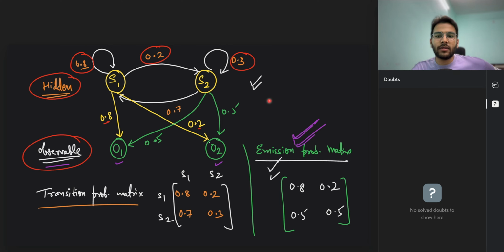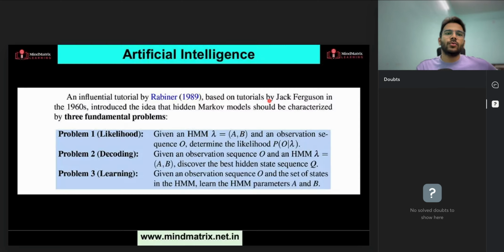Okay, nice, fine. So when we talk about the hidden Markov model, there was an influential tutorial, Rabiner 1989. The idea of hidden Markov models was introduced by Jack Ferguson in the 1960s, and he said that it should be characterized by three fundamental problems. Problem one is likelihood. You will understand what it is in some time. Problem two is decoding, and problem three is learning.